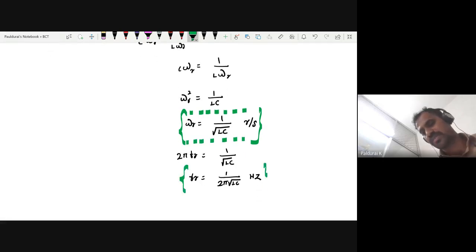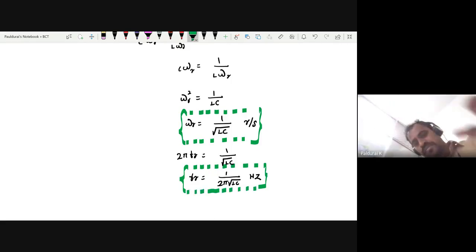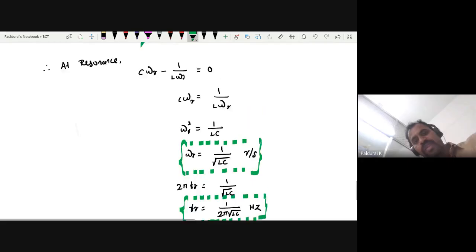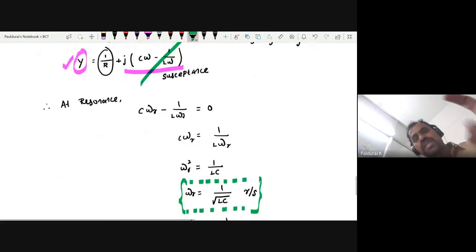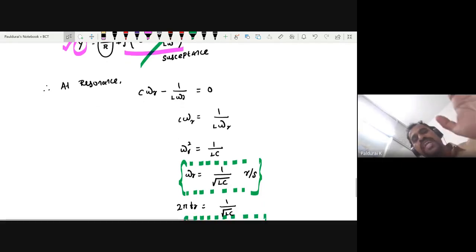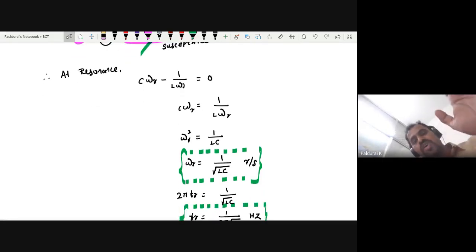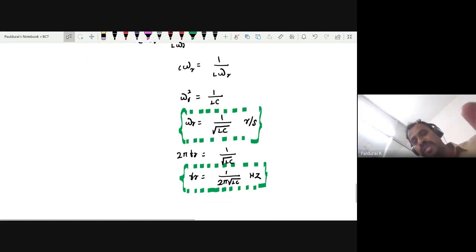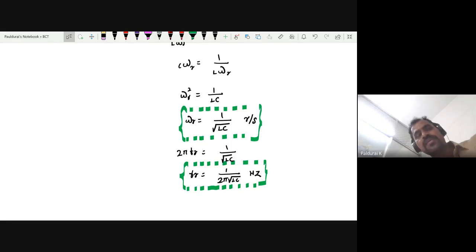Got the flow? First you calculate impedance. Here it is a parallel circuit, so you calculate admittance and find the real and imaginary parts. We know at resonance the imaginary part becomes 0, the susceptance becomes 0, technically speaking. Making the susceptance equal to 0, we came up with the resonant frequency formula in radian per second as well as hertz. But the beauty is, again the same formula.